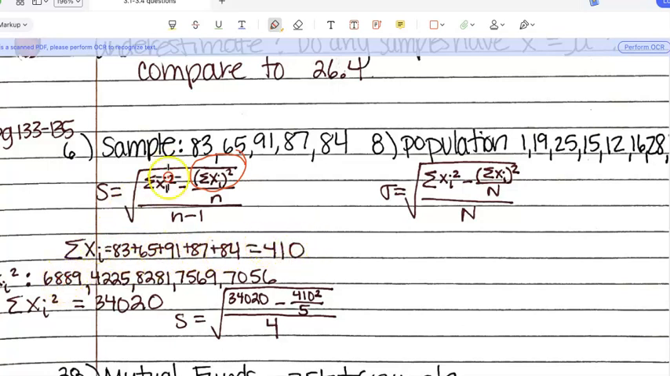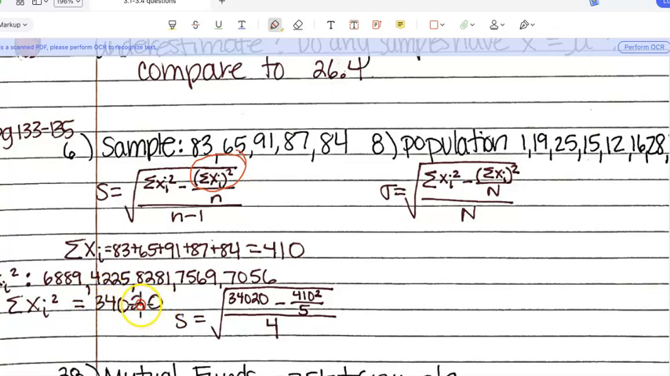In order to find the sum of all xi squared, I first have to know what the xi squareds are. So I took 83 and I squared it. That's right here. 65 squared here. 91 squared, and so on down the line. So these are all my xi squareds. When I add all of those together, it gives me this.